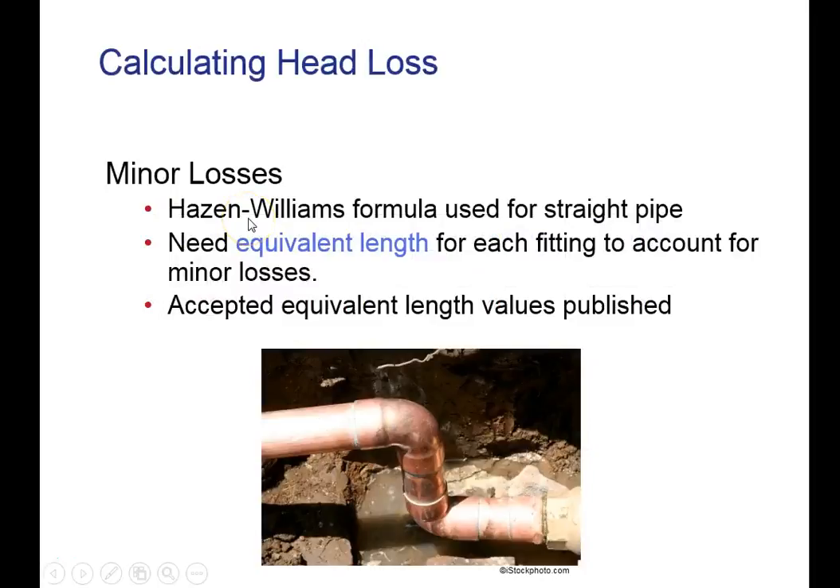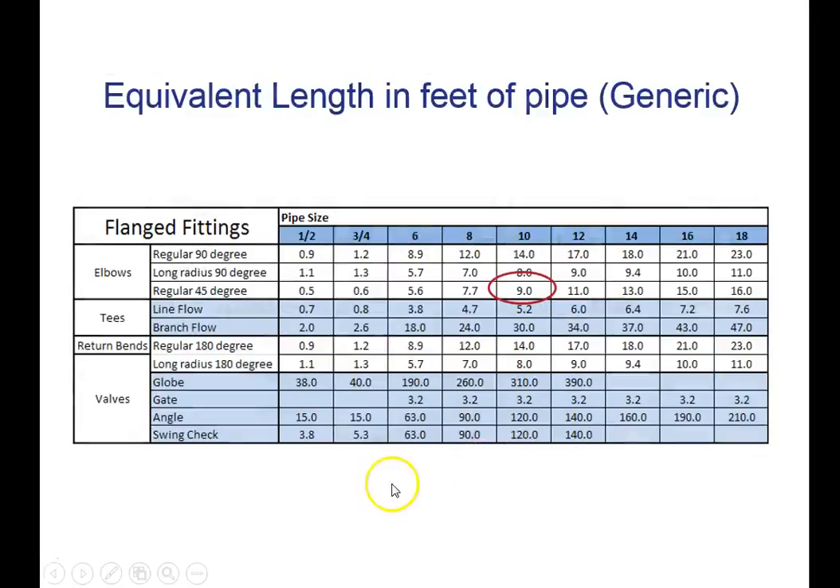So the Hazen-Williams formula is used for straight pipes, and when we have a bend, this is an elbow here, we just find an equivalent length. We say this elbow gives the same amount of friction as a certain length of pipe. And you have this formula also.